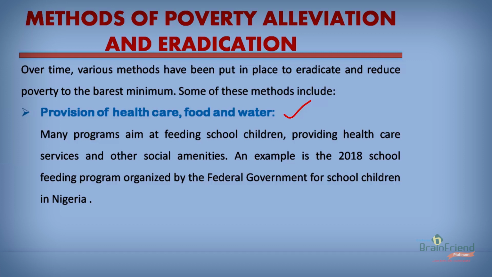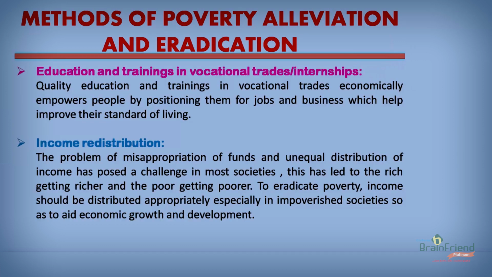Next, we have education and trainings in vocational trades and internships. Quality education and training empowers people for jobs and businesses so that they can meet up their basic needs. Now let's look at the next one, income redistribution.